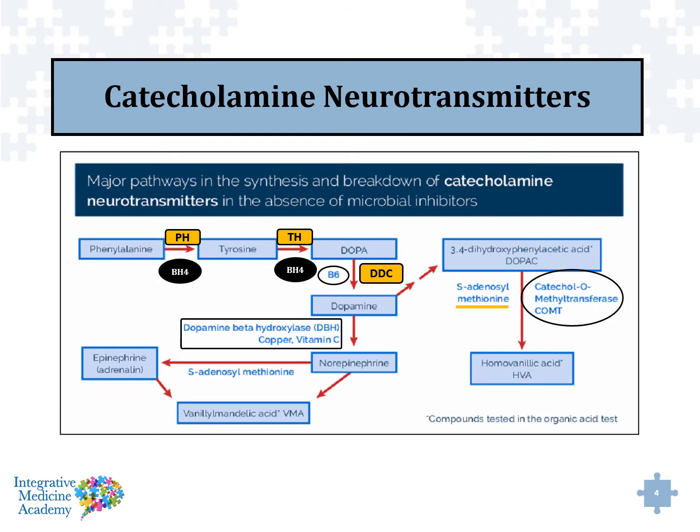So here is a typical catecholamine neurotransmitter chart. And I want to just draw your attention to a few things. If we start with phenylalanine, phenylalanine becomes tyrosine, tyrosine becomes dopa. And dopa, or L-dopa, there's a medication for that. Dopa becomes dopamine. All of these things are moving in those directions via converting enzymes. So PH is phenylalanine hydroxylase, TH is tyrosine hydroxylase, and DDC is dopa decarboxylase.